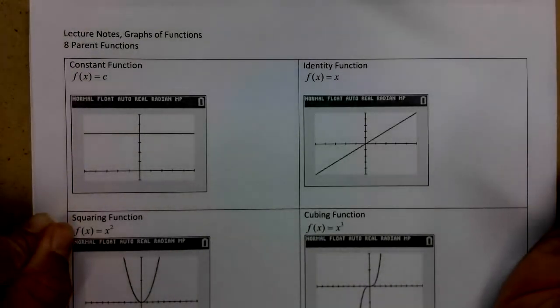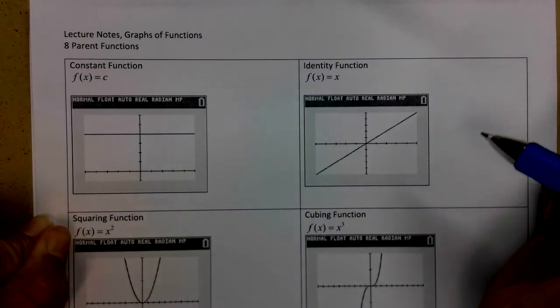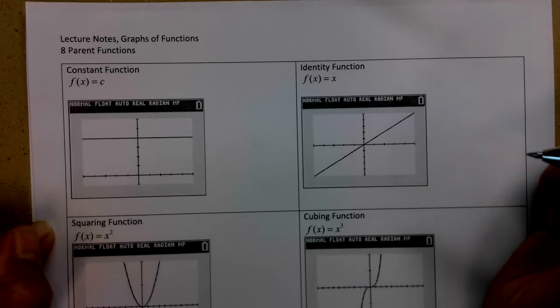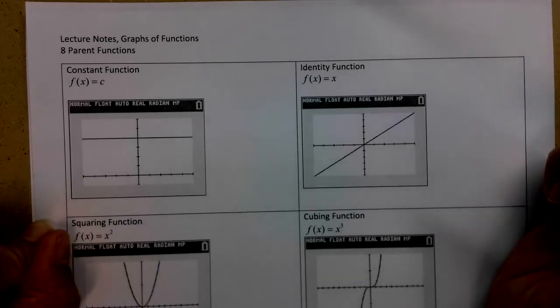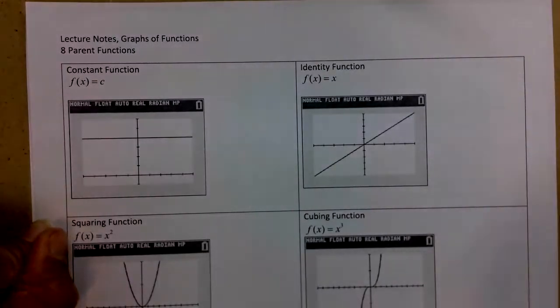So what I have here are pictures of 8 very common functions. And what you might learn later is how you can manipulate these to get a whole bunch of other graphs. So these are called the parent functions. And we'll just kind of go through them here.